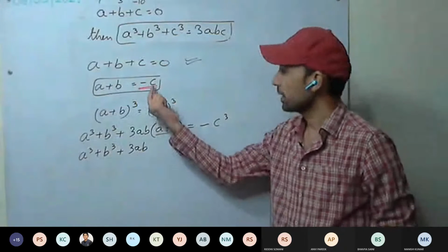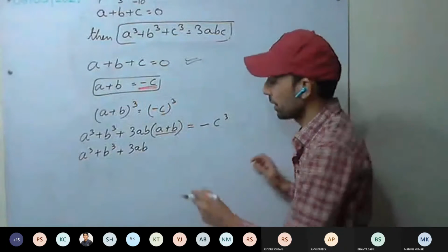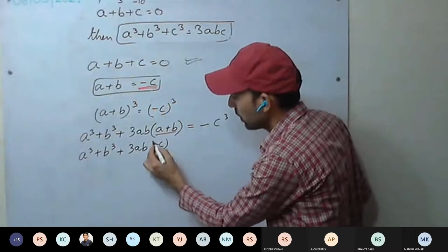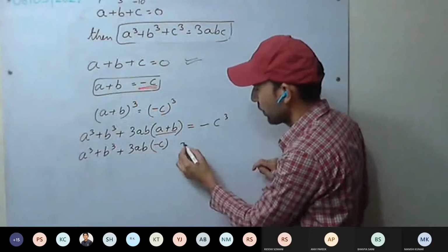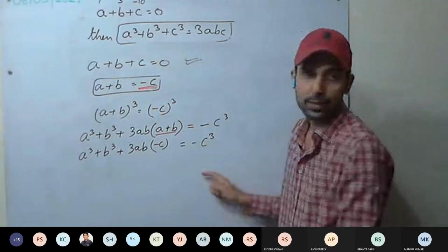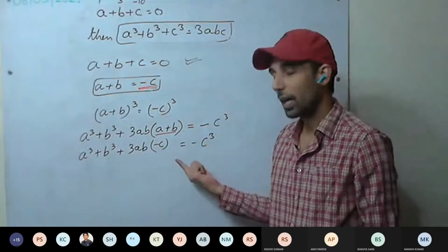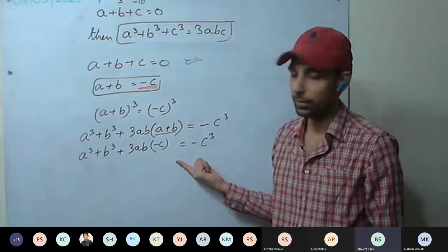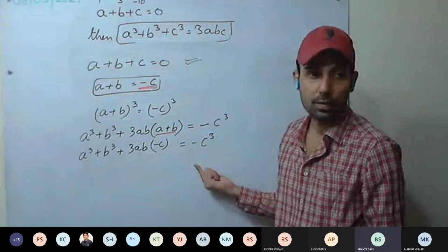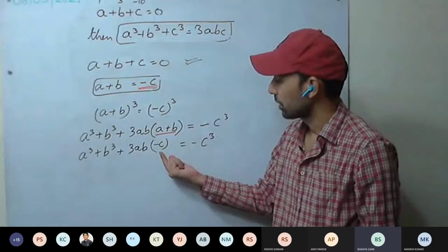Instead of a plus b, we will put minus c. So minus c into minus c equal to minus c cube. Is this clear? Does anyone have a doubt? Ask immediately.